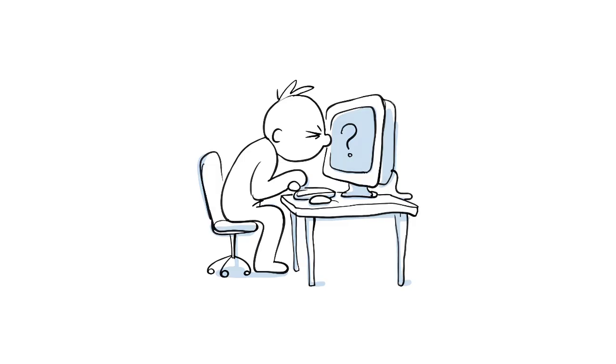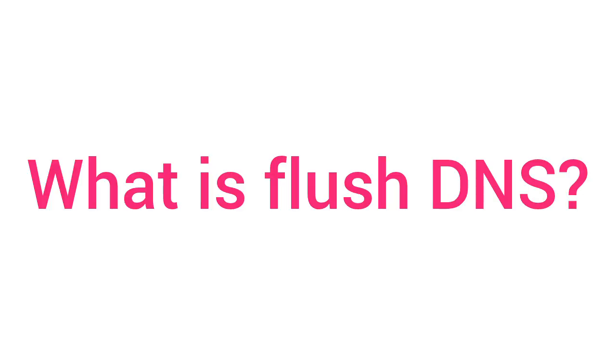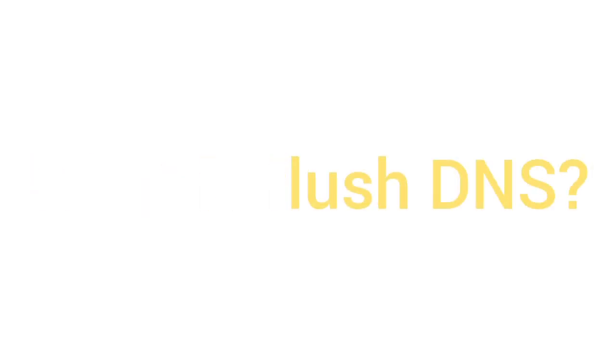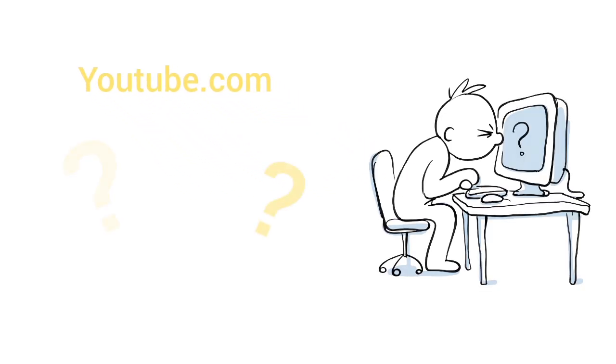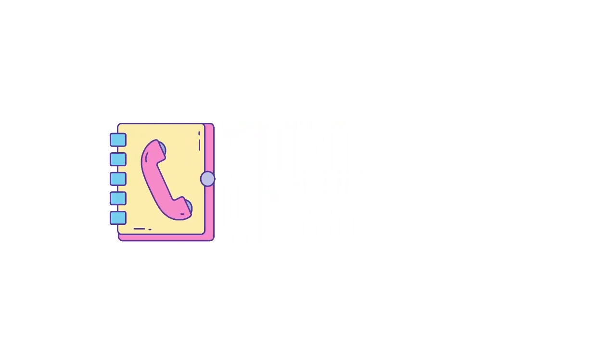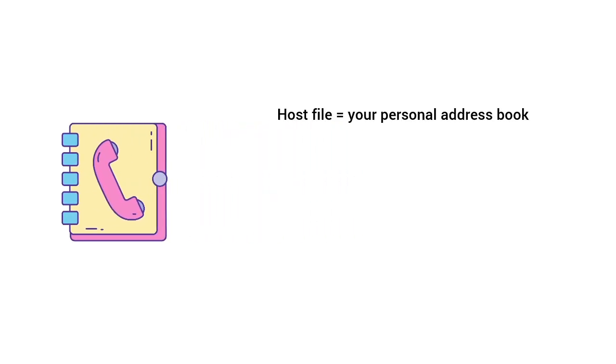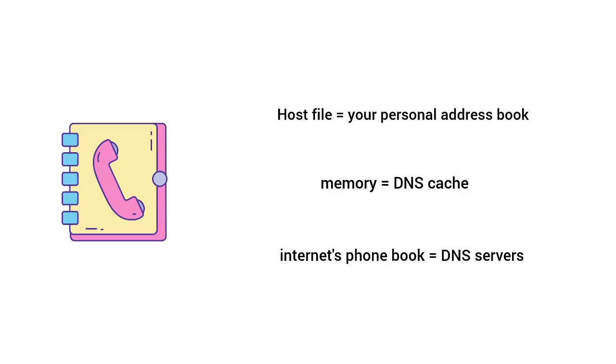Before the next function, we have to talk about what flush DNS is and why we need that in this project. Alright, here's the thing. When you type youtube.com into your browser, your computer doesn't automatically know where that is. It needs to look it up. Think of it like a phone book. First, it checks the host file, that's actually your personal address book. Then it checks its memory, I mean the DNS cache, and finally it asks the internet's phone book, the DNS server.